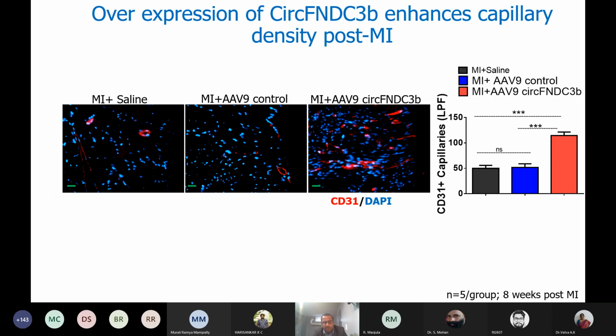And we also looked at the capillaries, since in the in vitro experiments we found overexpression of this circular FNDC3B increases VEGF levels and also endothelial cell function. So in corroboration with the in vitro findings, we found increased capillaries, increased angiogenesis in the heart in the circular FNDC3B treated hearts, which is demonstrated by CD31 staining.